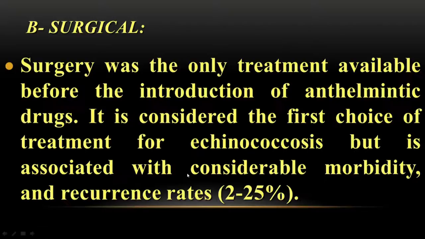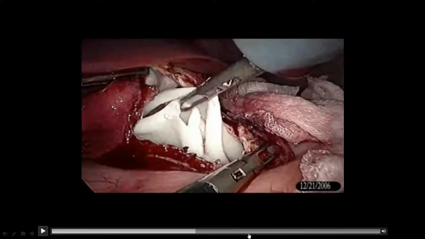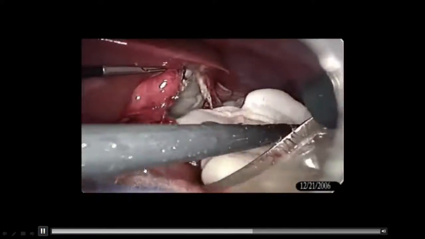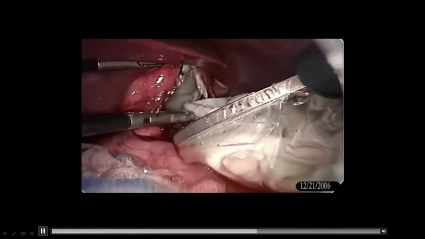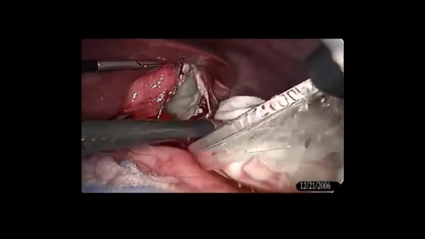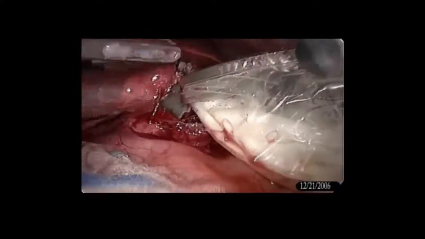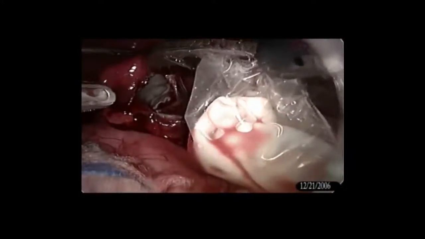Sometimes if you find any of the cysts left, in those situations, you may have to individually hold them. You can put your telescope completely inside the cyst, and if any of them are left, you can hold them one by one and pick them up.